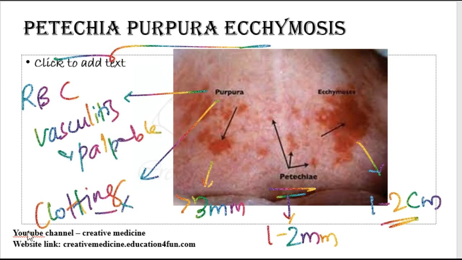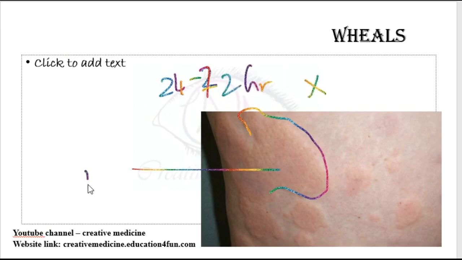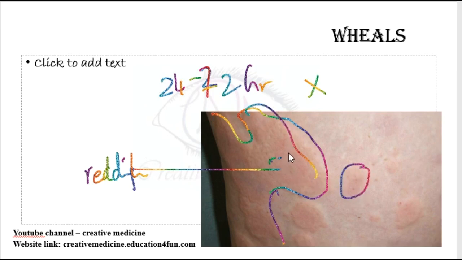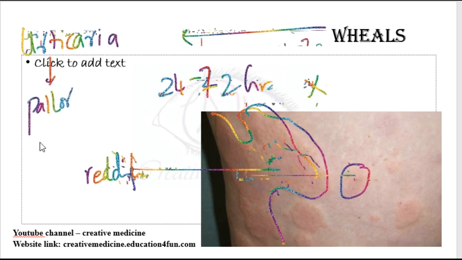Wheal. Wheal is edematous, evanescent. Evanescent is it disappears in 24 to 72 hours. Erythematous, that is vasodilatation occurs. So wheals are edematous, evanescent and erythematous lesions with central pallor and surrounding erythema. Central pallor, wheals and surrounding erythema is seen in urticaria.